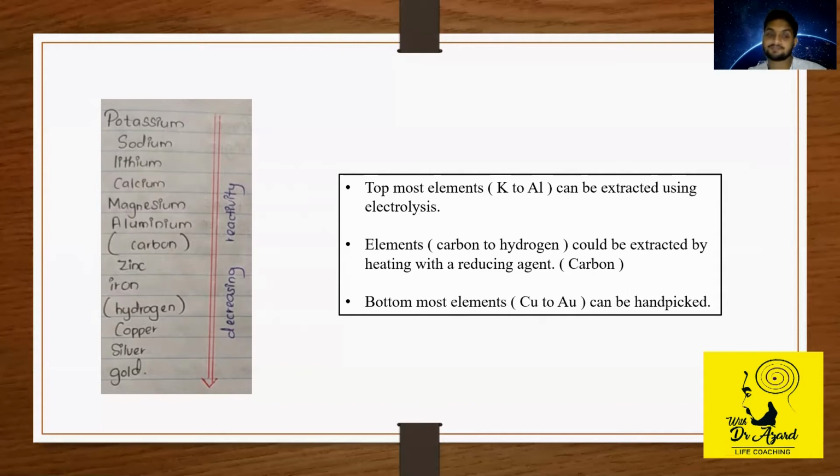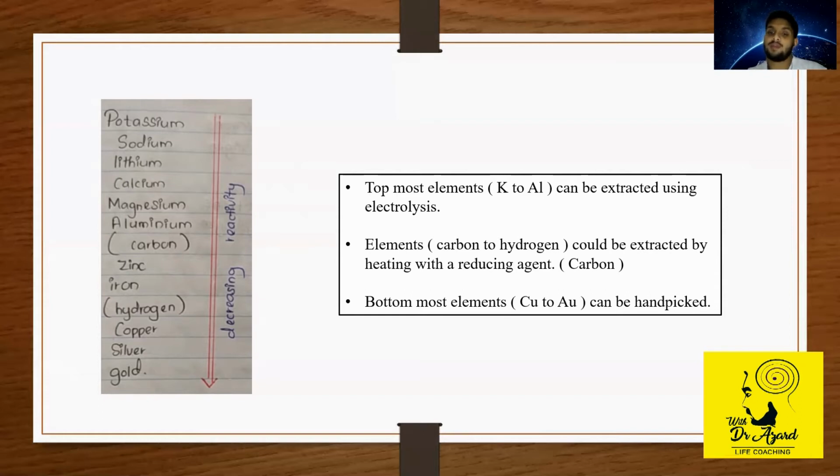Then there is another set of elements, from carbon to hydrogen. These metals can be extracted by heating them with a reducing agent. In most cases, you will see carbon used as a reducing agent, or else carbon monoxide could be used as a reducing agent.